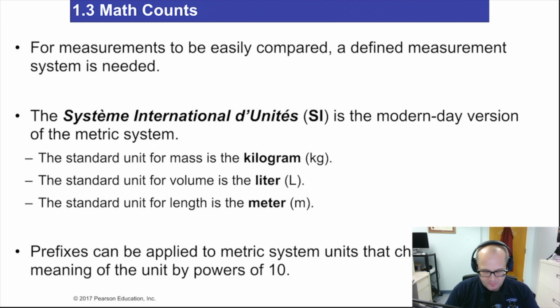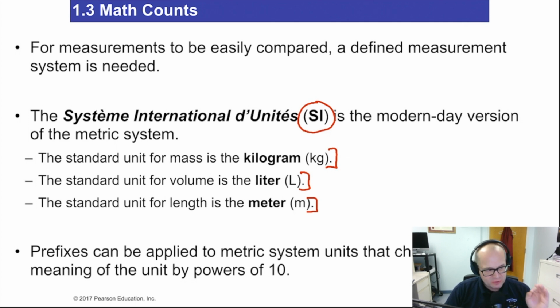Before we get into that, there is, of course, the System International. You may have heard of it. It's basically the metric system that's been standardized. So in the SI system, the standard unit for mass is the kilogram. The standard unit for volume is the liter. And the standard unit for length or distance is the meter. It's just a standardized metric system. So I'd, in essence, just call it the metric system because that's pretty much what it is. There are differences, but don't even worry about those.